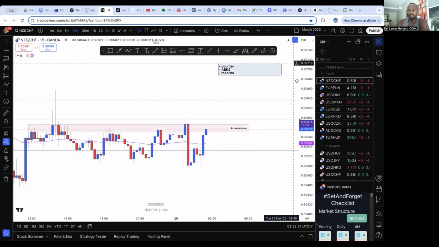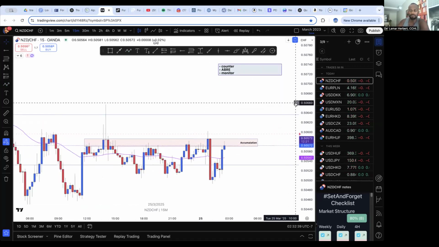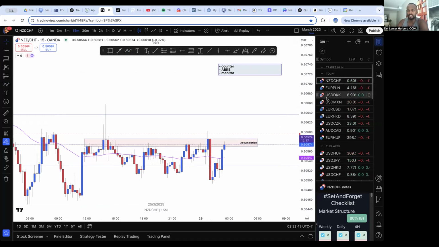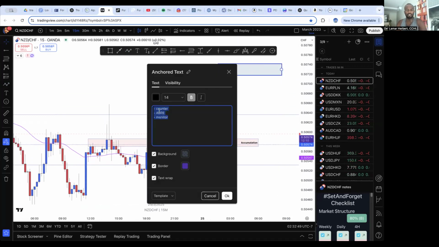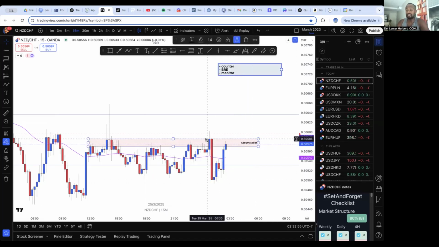All right, so that is my setup here for today. The only good trade I have for today, right now, should I say, is NZD CHF. Everything else, we need to see some more movement happening. So let's change this to break, retest, and engulfing. That's all I need to see for NZD CHF.